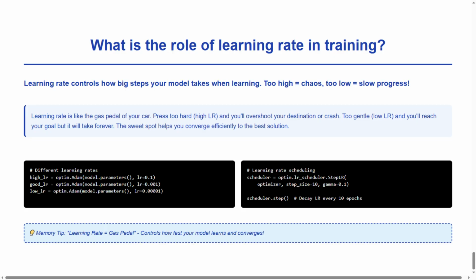Learning rate controls how big steps your model takes when learning. Too high equals chaos. Too low equals slow progress. Learning rate is like the gas pedal of your car. Press too hard and you'll overshoot your destination or crash.